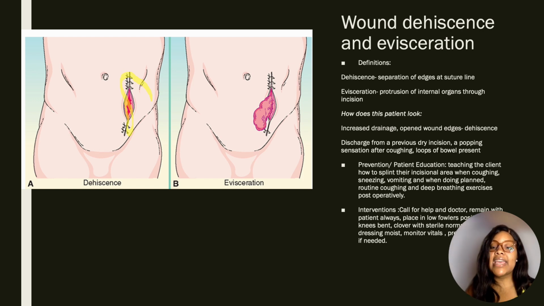So the biggest thing is prevention. So how can we prevent these things from happening? Because sometimes it's caused by a bunch of pressure on the surgical site. So we want to teach our patient to splint, which means to take a pillow and hold it against their surgical site if they have to cough. We want to make sure they're not making any sudden movements or doing any type of strenuous exercises. We want to make sure that they're not applying so much pressure on that surgical site.